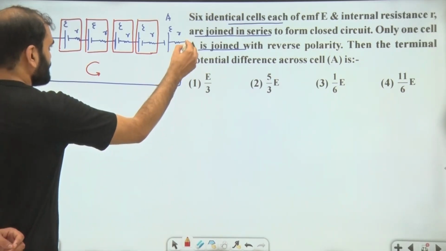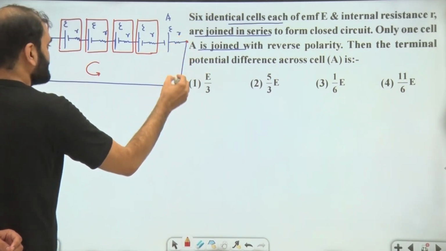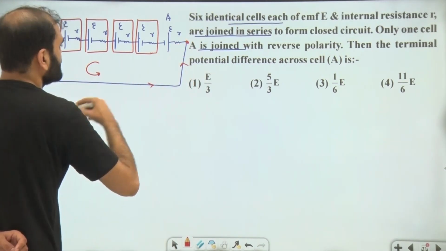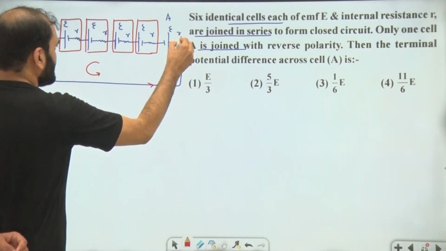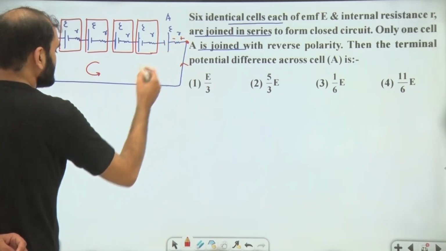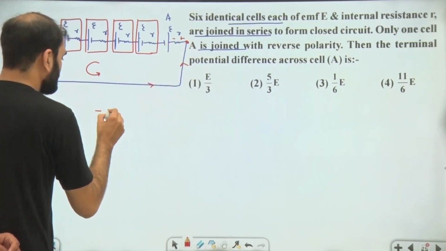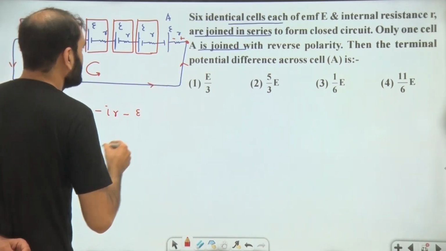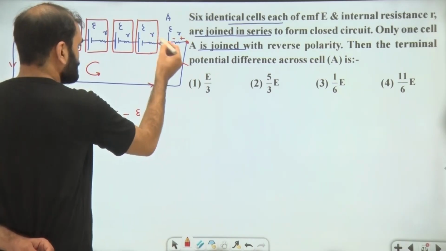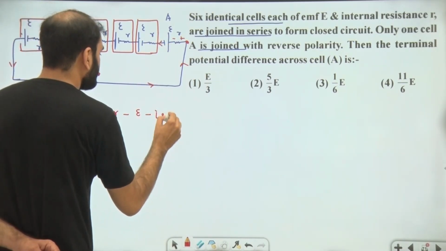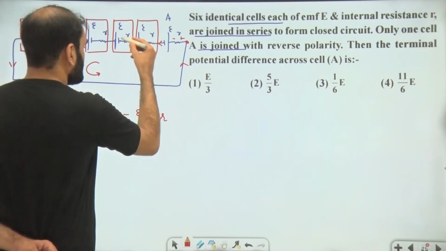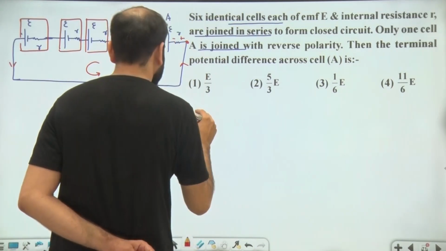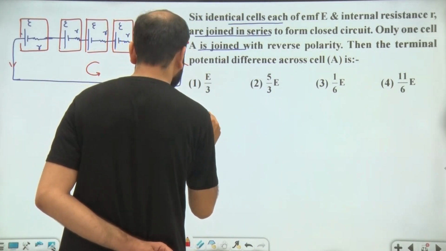Take this point and move from it, with the current flowing clockwise. The current flows from higher potential to lower potential, so we write minus I into R. Now passing through the battery, there will be a change in potential. The current passes through this resistance, there is a drop of I into R, and passing through the battery the potential increases, so plus E. Now the potential drop is again IR, so minus IR.